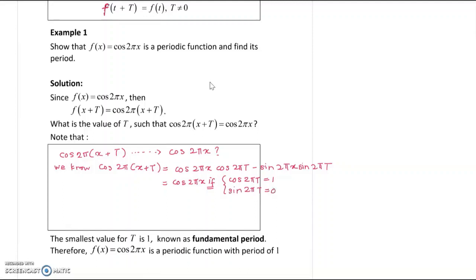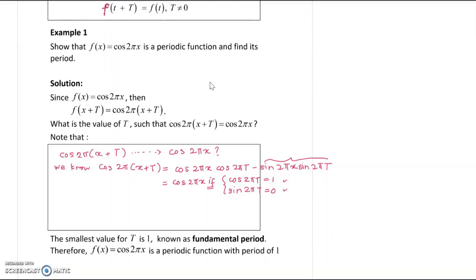Because basically we want to get rid of this part. We want to get rid of the sine, so sine 2 pi t must be equal to 0. Otherwise we cannot get back the cos 2 pi x. So basically we are asking ourselves, what is the possible value of t so that we can satisfy these two? What is the value of t so that cos 2 pi t is 1, and what is the value of t so that sine 2 pi t is always 0?